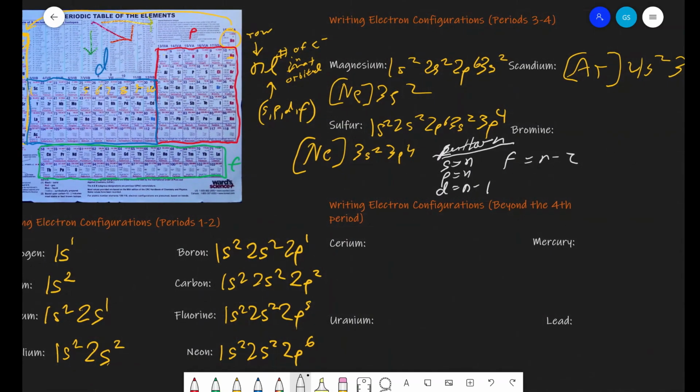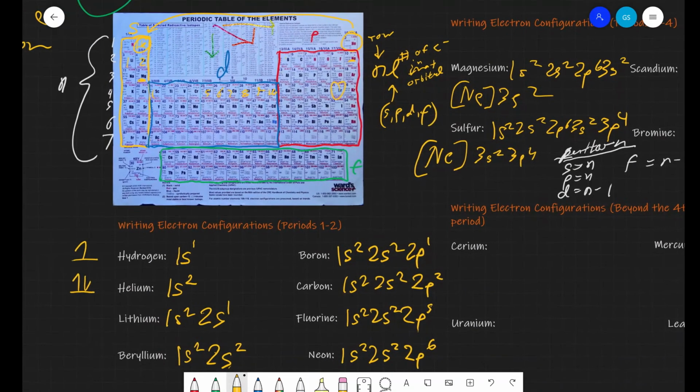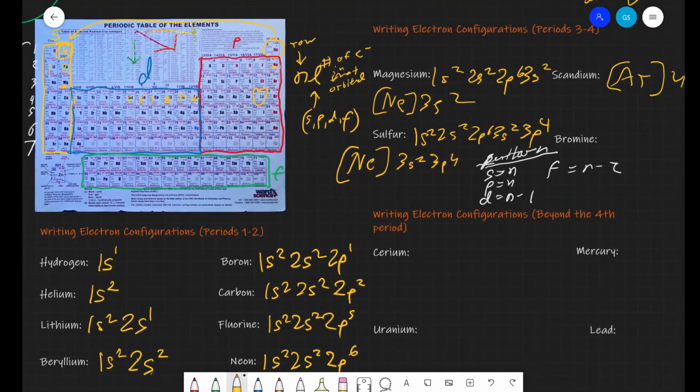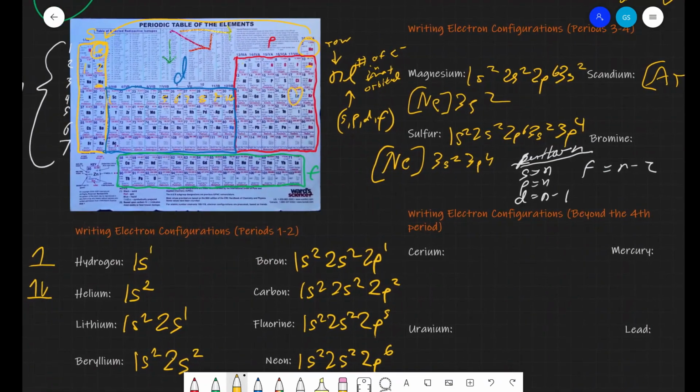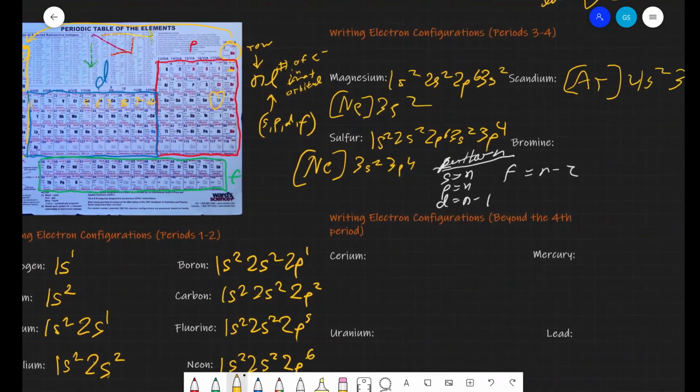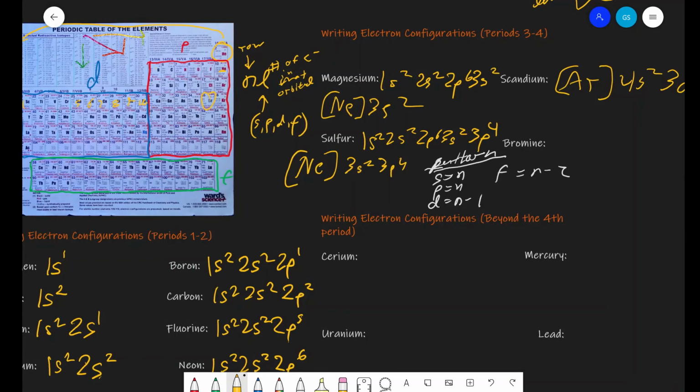Let's say we did bromine. Another example, bromine. Bromine is right here. We know bromine is in the 4th period. So we can write the abbreviated notation again. The gas that was before it was argon. So I'm going to put argon in here again.